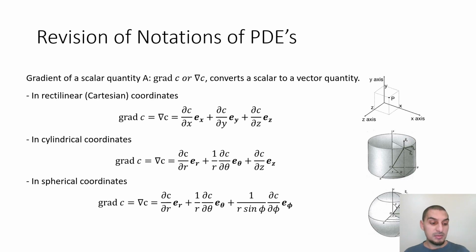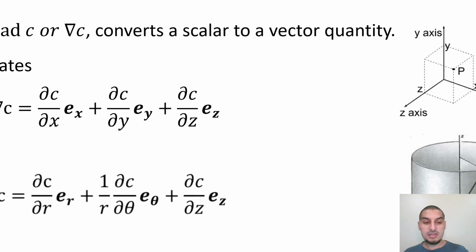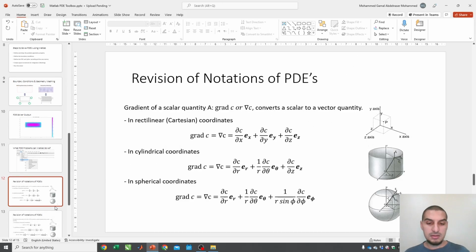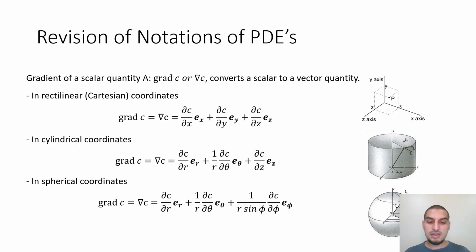The last coordinate system is the spherical coordinate system, and in this system you define a point in space by r, theta, and phi. So phi is the angle from the z-axis, theta is the angle from x-axis, and then r. So you can fully define this point, where r is the distance from the center point of the sphere, and this is the gradient of c in spherical coordinates, which is this equation.